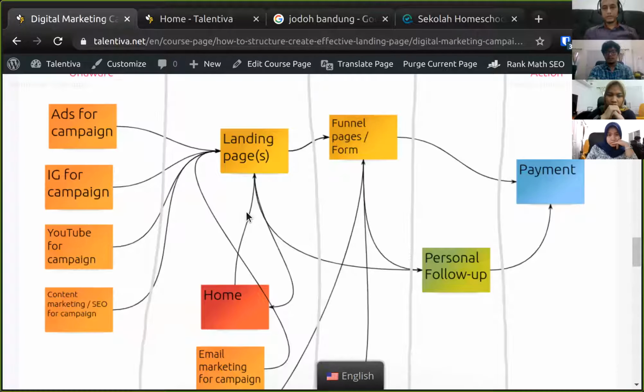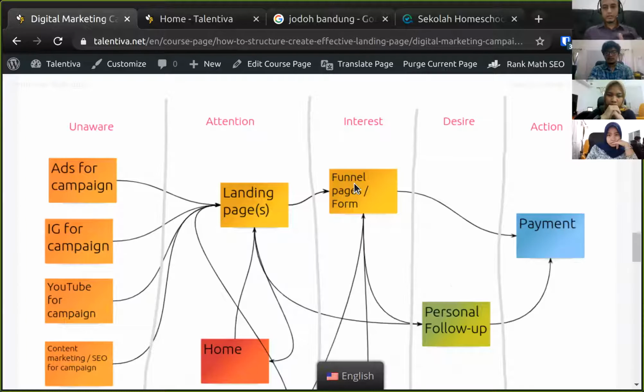And then after the form, we have maybe a personal follow-up, or other things like email, automation, a chatbot or AI. But even if we don't have an application, the easiest way to move the user from interest to desire to action, and purchasing a product, is by personal follow-up: by call, by email, by Zoom, by chat, anything.